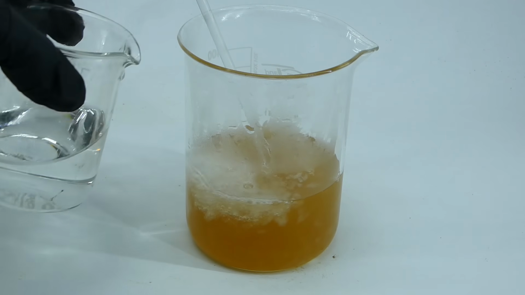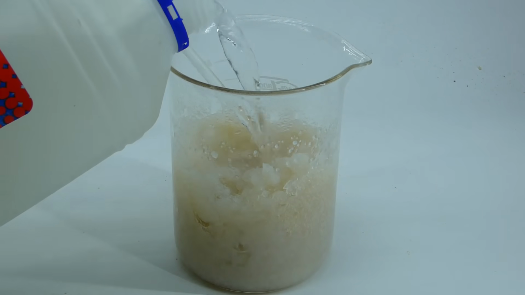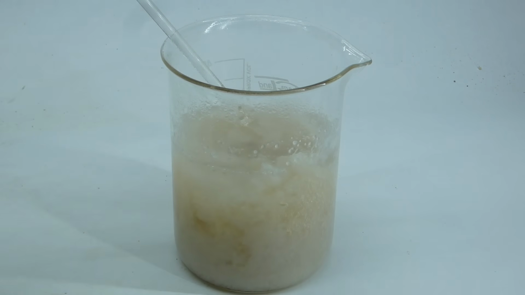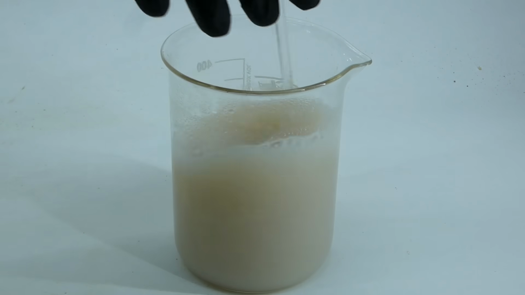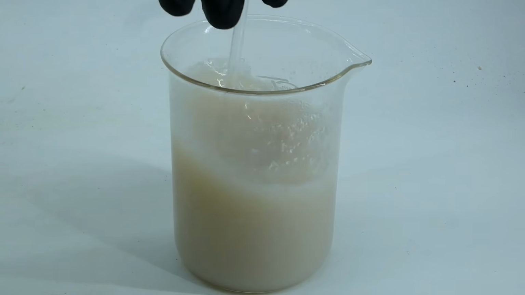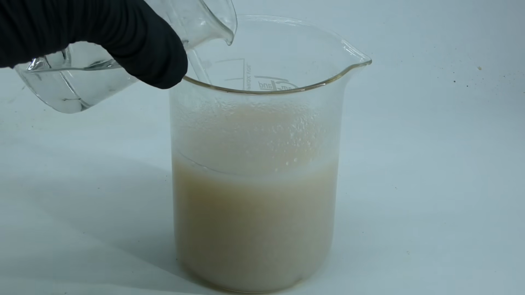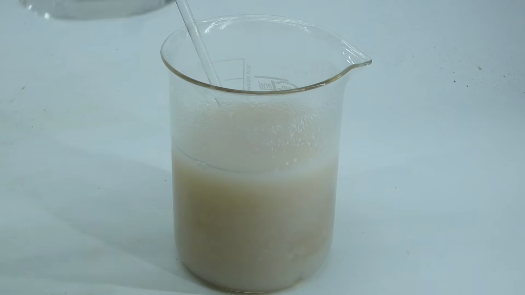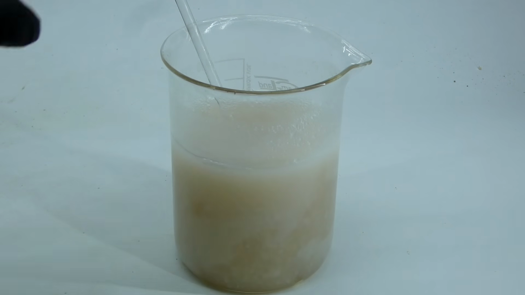I continued to add more sulfuric acid to the beaker, and when the solution got too thick, I added some more water to dilute it a bit. What is going on here is that the sulfuric acid reacts with the sodium silicate, producing insoluble silicon dioxide and sodium sulfate. The silicon dioxide precipitates out as a solid, and in the presence of sulfuric acid, it forms something called silicic acid, which is very gelatinous and is responsible for the thickening of the mixture.